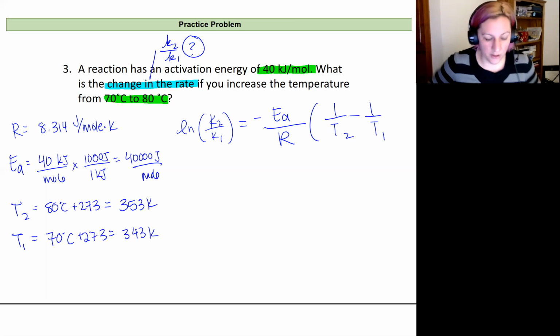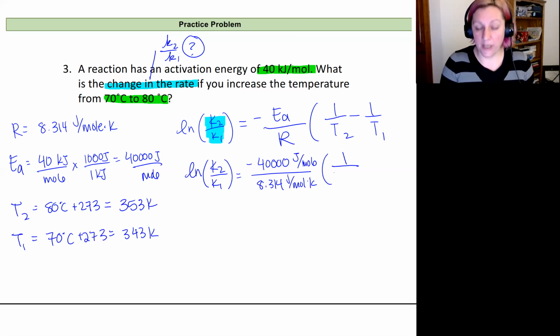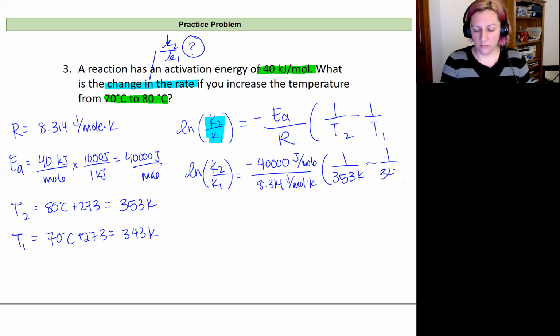All right, so now I have the information that I need. And again, my goal here is to calculate this ratio of Ks right there. So I'm going to plug in these values and see what this looks like. We're going to have the natural log of our ratio of rate constants equal to negative 40,000 joules per mole divided by my 8.314 joules per mole Kelvin, times 1 over 353 Kelvin minus 1 over 343 Kelvin. Whew, it's a lot.